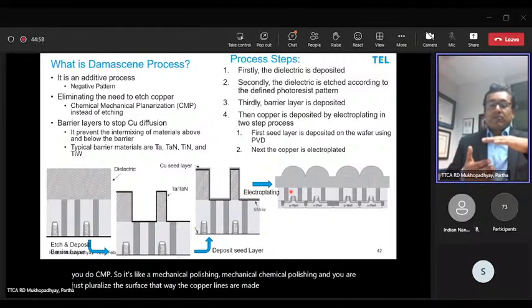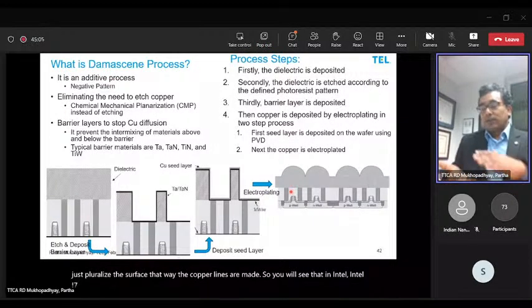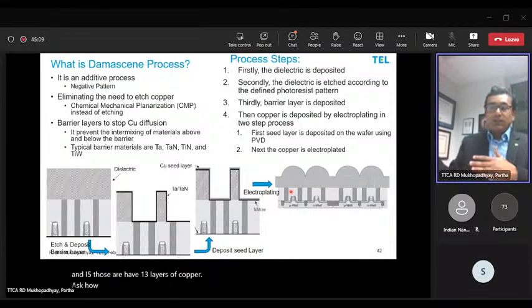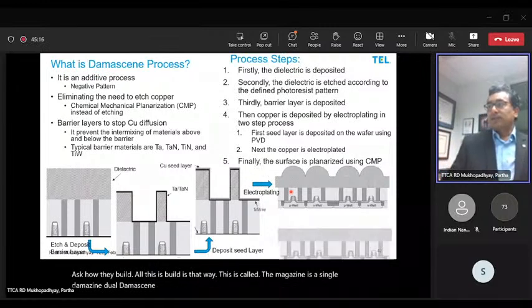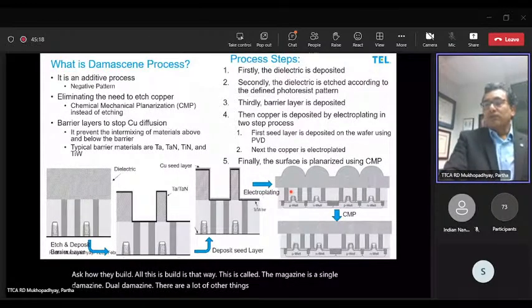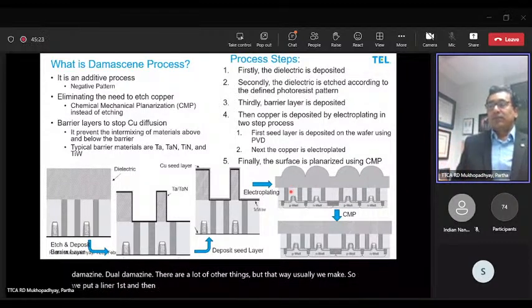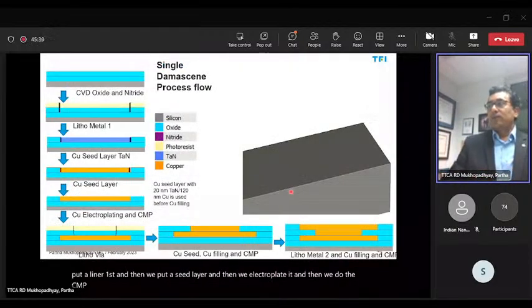So you will see that in the Intel i7 and i5, those have 13 layers of copper. How do they build it? All of this is built that way. This is called damascene. There's single damascene, dual damascene. There are a lot of other things, but that way, usually we make it. So we put a liner first, and then we put a seed layer, and then we electroplate it, and then we do the CMP. That way we do it.